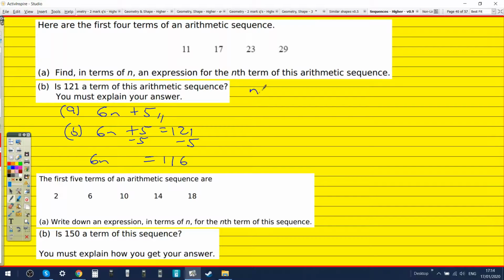We get a fraction, so no, it won't be in the sequence. You must explain your answer. Because you can't have n being a fraction or a decimal. Yeah, n must be a whole number. N can't be not a whole number, I suppose.